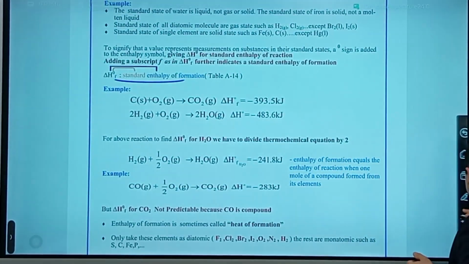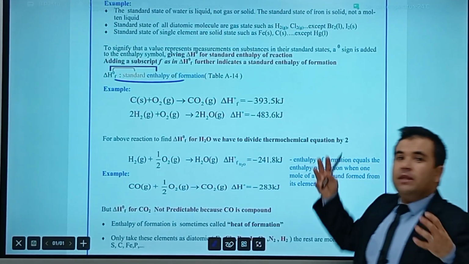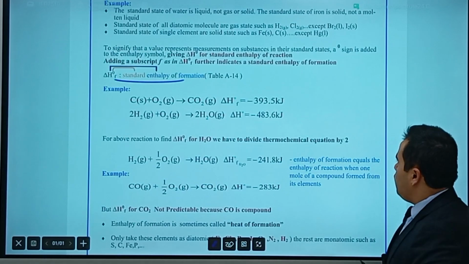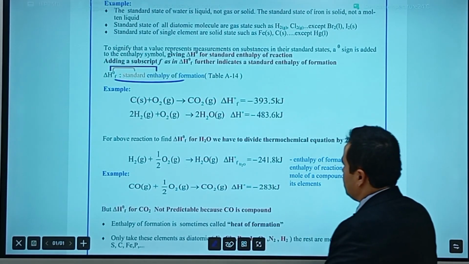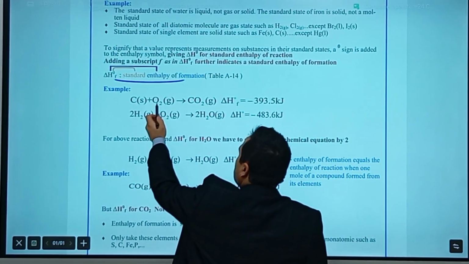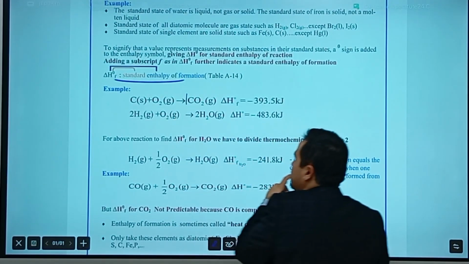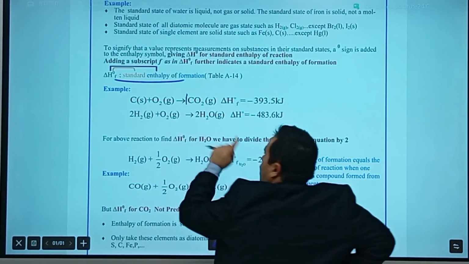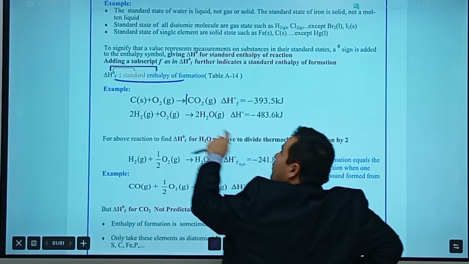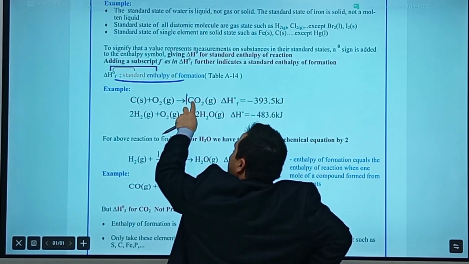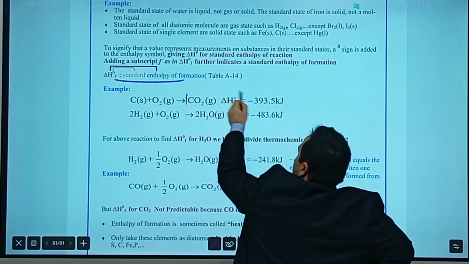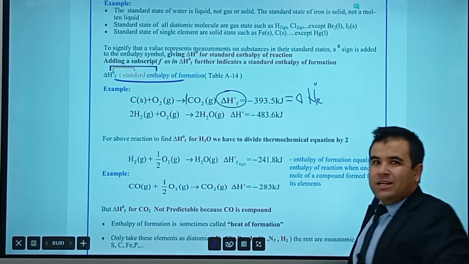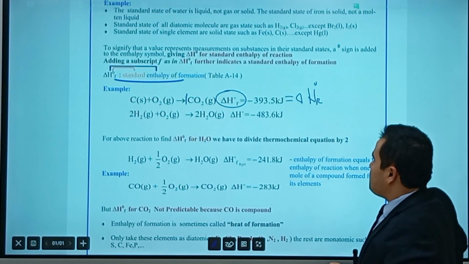Guys, let us test whether delta H_R is equal to delta H_f. Delta H_R means the enthalpy of reaction. Carbon reacts with oxygen to form 1 mole of carbon dioxide. Carbon dioxide, 1 mole formed. This is the first condition. The second, from the elements that form carbon dioxide, carbon and oxygen. So the enthalpy of formation is equal to the enthalpy of the reaction in this case.